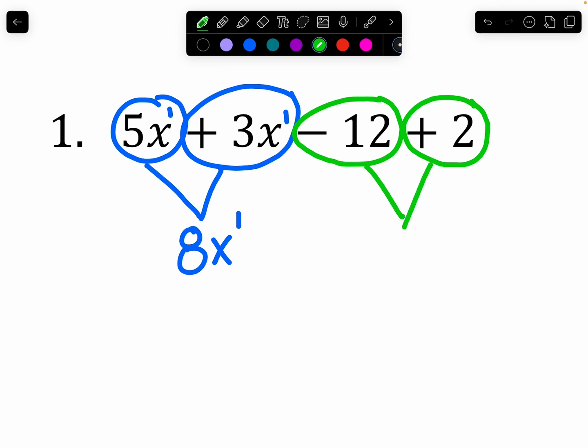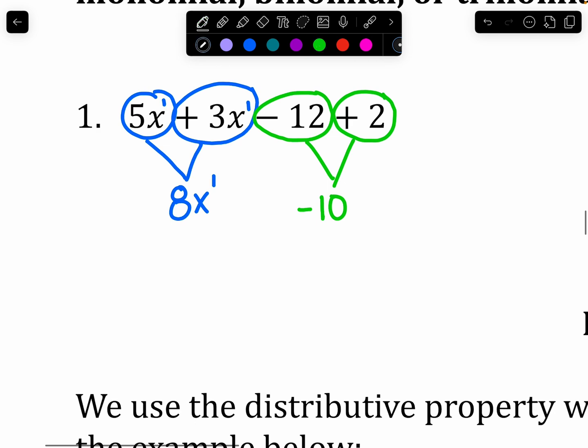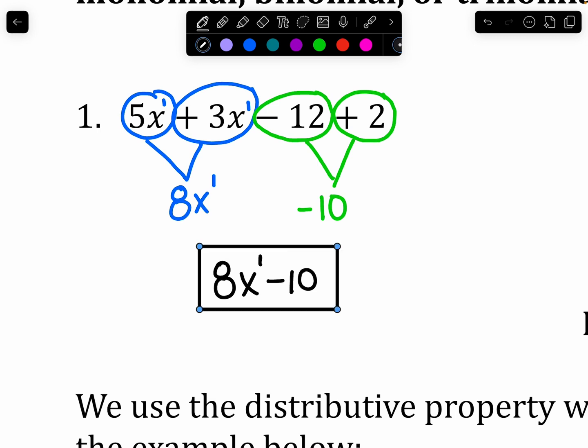I've got a negative 12 plus 2, which adds to get me negative 10. So when I put all of this together, I have an 8x to the first minus 10, and that's going to be my final answer. I cannot combine my 8x to the first and my minus 10 because one has a variable and one does not. Now, I have two terms here, so this is going to be considered a binomial.